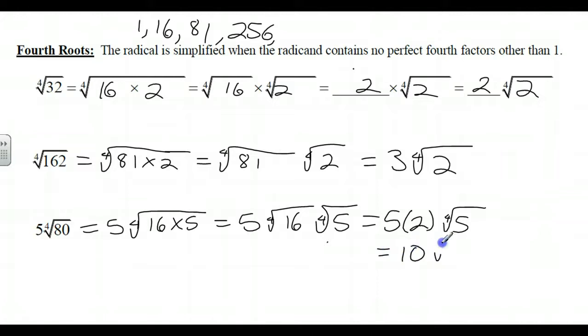And we get 10 times the fourth root of 5. Moving on.